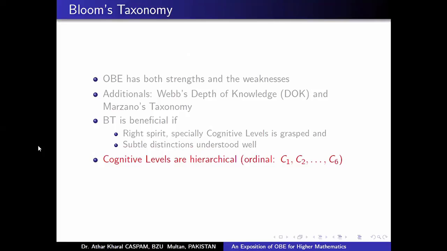Cognitive levels, although this thing has already been said in this workshop, but let me reiterate for the sake of clarity and continuity, they are hierarchical in nature. In fact, they are ordinal for the mathematicians. They start from C1 to C2 and C3, and there is a partial ordering in between these cognitive levels.